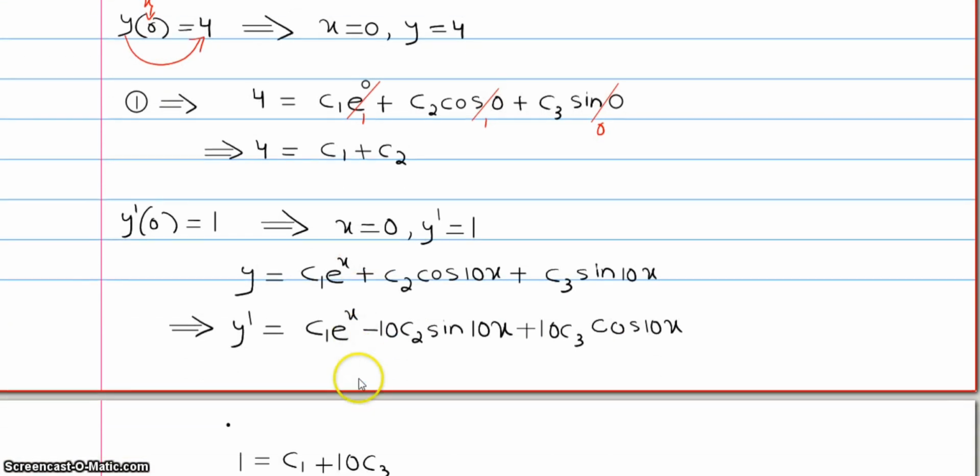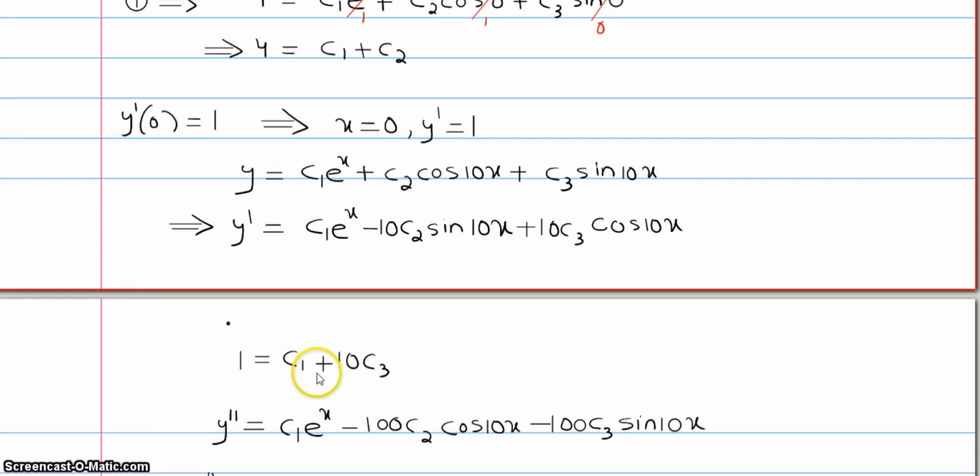Next, apply the next condition, y dash of 0 equal to 1. This means x equal to 0 when y dash is 1. But we have y as the general solution, so we need to find its first derivative. Just differentiate both sides with respect to x. We will get y dash equal to c1 e raised to x minus 10 c2 sin 10x plus 10 c3 cos 10x, since the derivative of e raised to x is e raised to x, the derivative of cos 10x is minus 10 sin 10x, and the derivative of sin 10x is 10 cos 10x using the chain rule. Now apply x equal to 0 and y dash equal to 1. We will get another equation, c1 plus 10 c3 equal to 1.